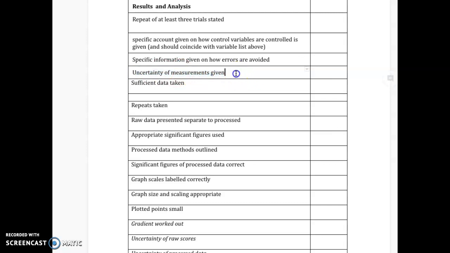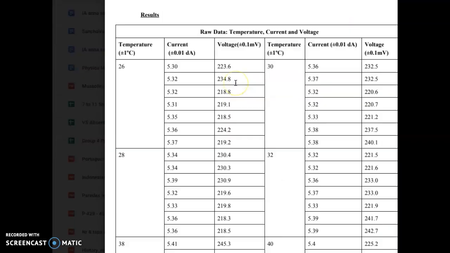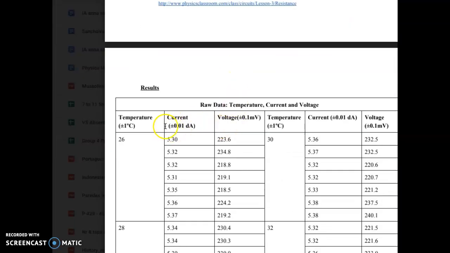On your raw score table, you must state the uncertainty of the measurement, right? So if I go back to the piece of work here, what do we mean by that? This is the first type of uncertainty that you must show, the instrument uncertainty. So on your raw score table, you must have a measure of uncertainty for the instruments that you're using.